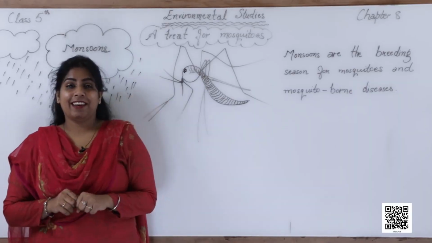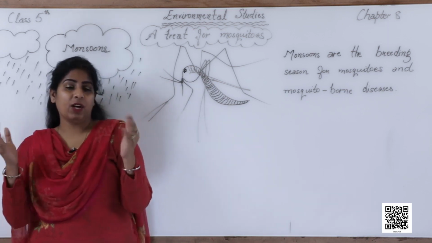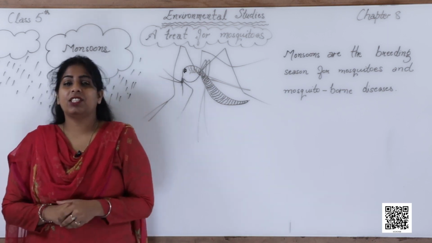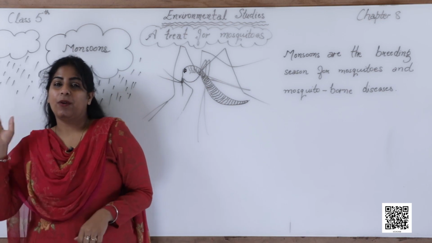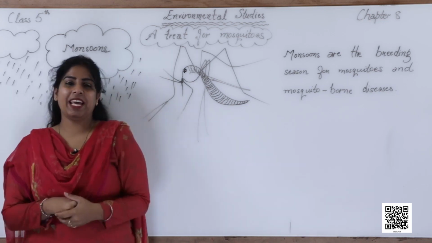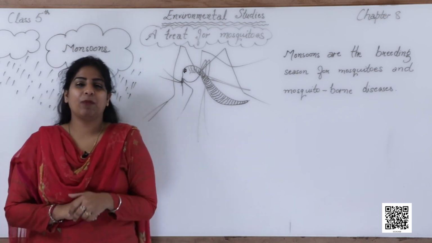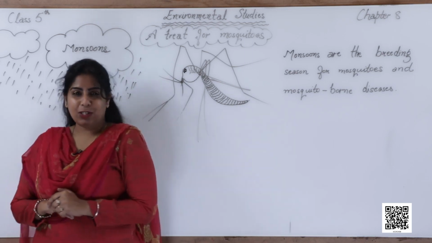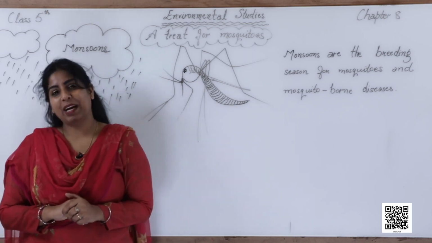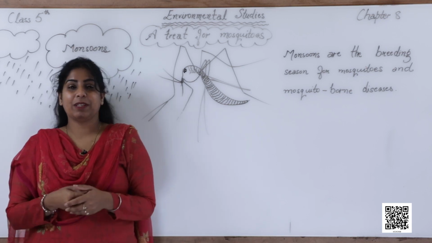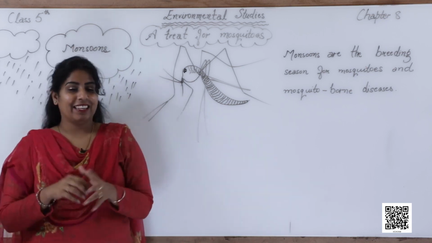Monsoons are here. Rain, rain, go away. Little Johnny wants to play. So you all want to play in monsoons, but you are not allowed to go out because of the rains.